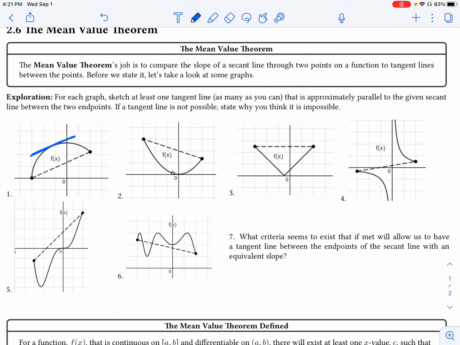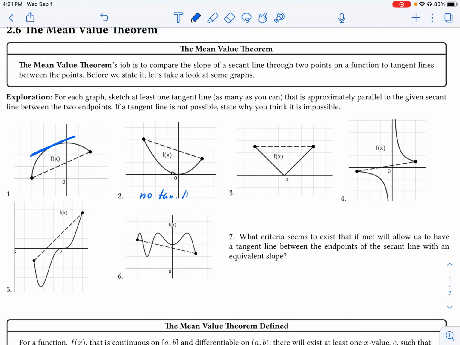Now, for the next one, initially I would think that I would be able to sketch a tangent line somewhere around here, right? That's not great. But look at the point where that tangent line would have to exist. We see that it's not continuous there, it's not defined, therefore it's not differentiable there. Remember, one of the conditions for differentiability is that it must be defined and continuous at that point. Okay, so there's no tangent line here because it's not differentiable there.